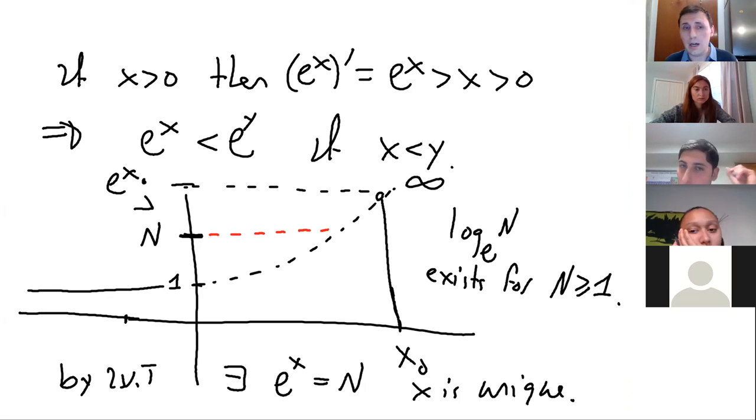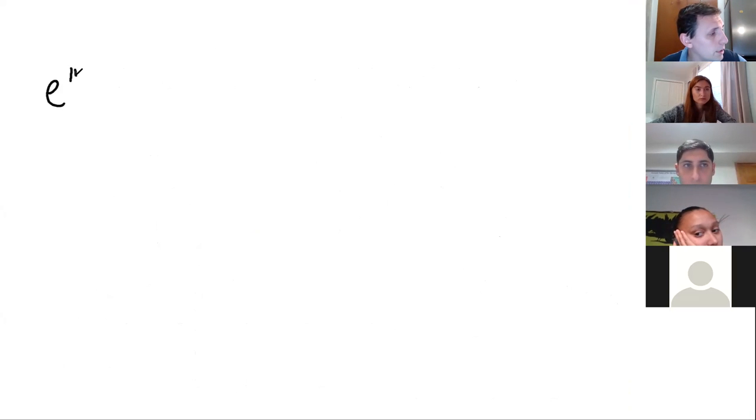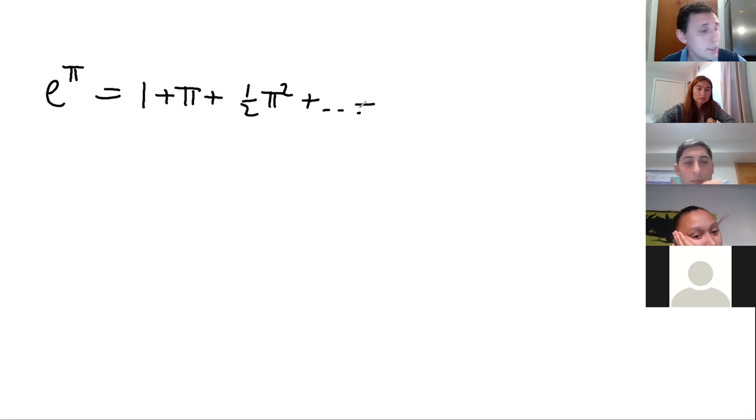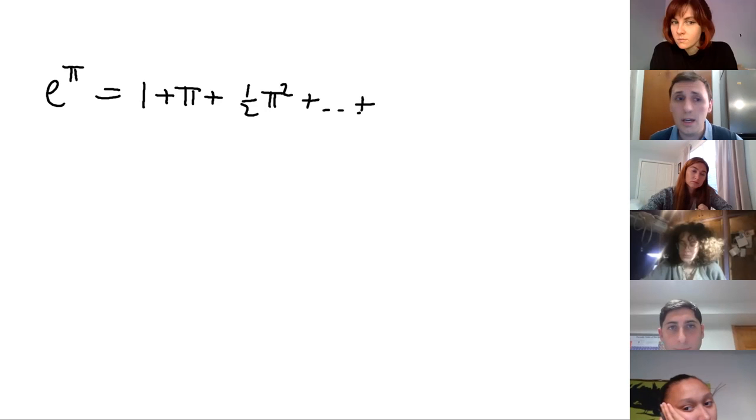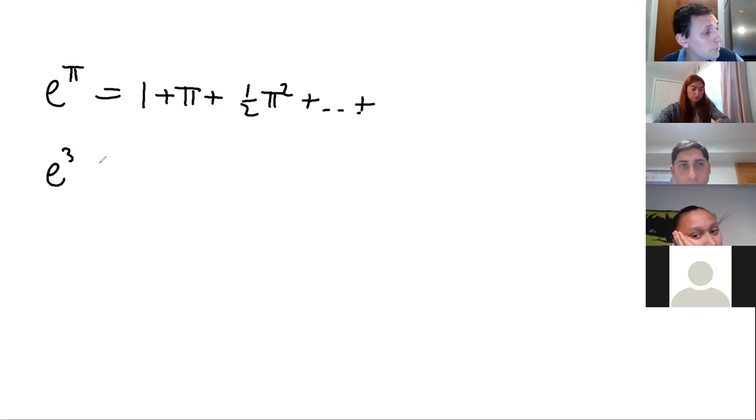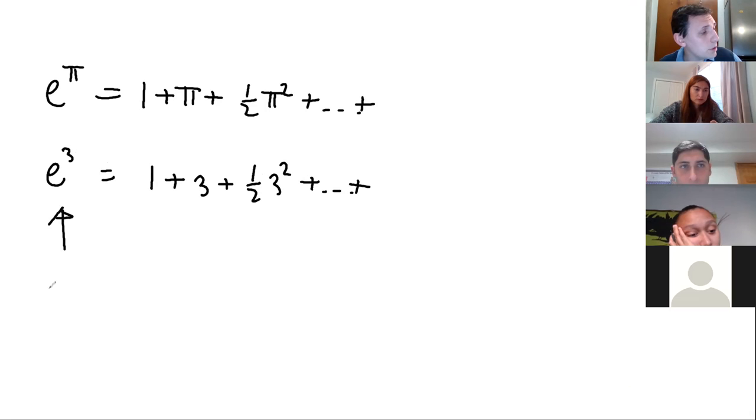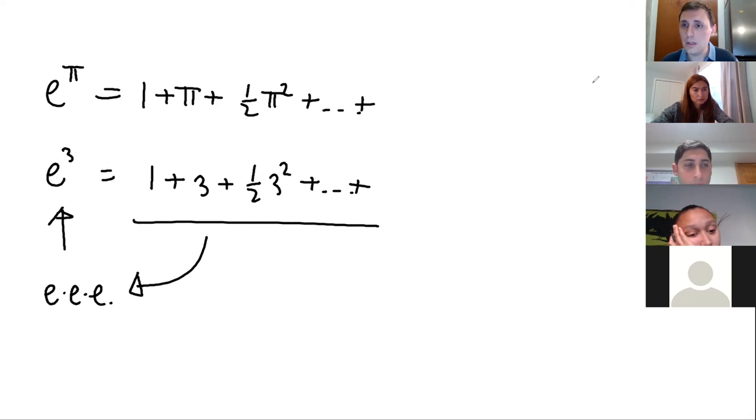So for example, what does it mean to take the number e and raise it to the power of pi? If you just don't think, it means 1 plus pi plus 1 half pi squared and onwards. So it's very clear what to do in that case. What does it mean to take e to the power of 3? That means 1 plus 3 plus 1 half 3 squared and so on. But you would observe that e to the 3 does happen to be e times e times e. Even though this is what you do, it is the same thing as doing that. And you can prove it.